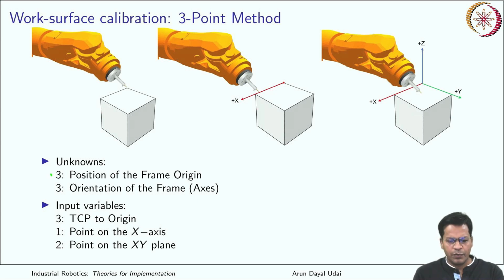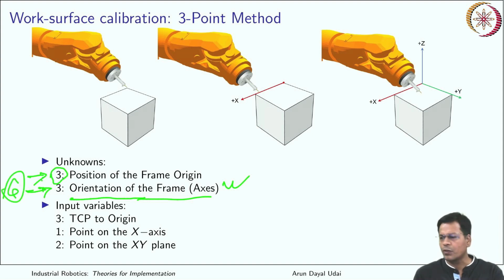Position of the frame is unknown. So that is 3 unknowns, x, y and z. And similarly 3 orientation unknowns are there, that is rotation. Okay, so that is also to be defined. So 3 plus 3, that is 6 unknowns are there.